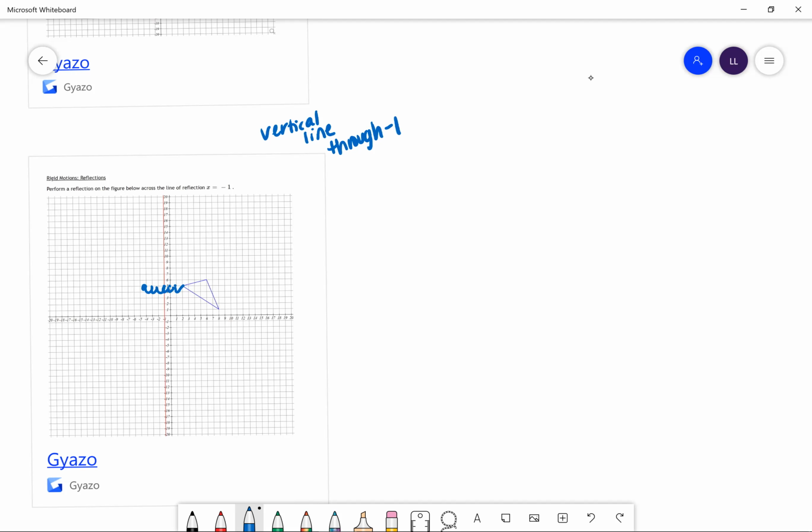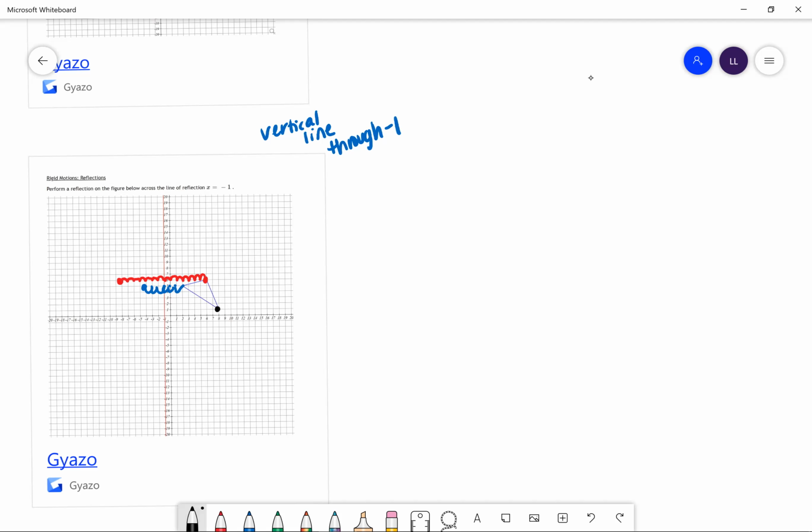Now I'm going to do that for all of the points. So I'm going to also do that for this point, and then I'm going to do that for this point. All right, so let's go ahead and do this for this point. So this point is 1, 2, 3, 4, 5, 6, 7 away. So I got to go 1, 2, 3, 4, 5, 6, 7. And that's the location of my new point.